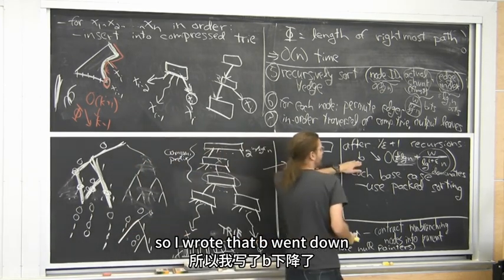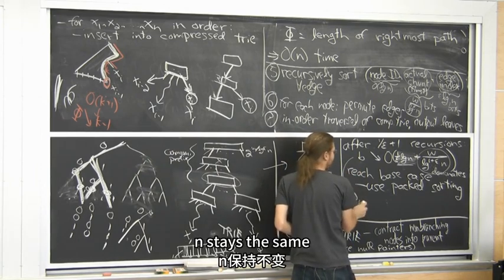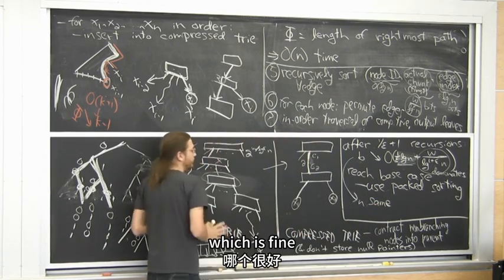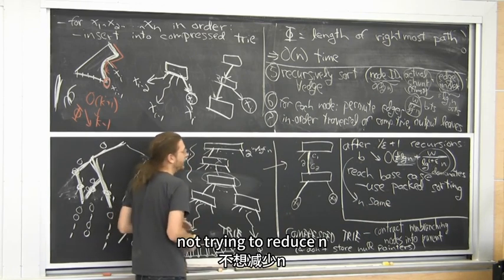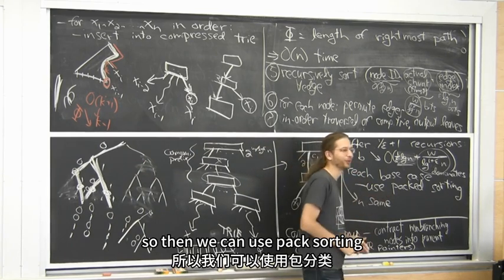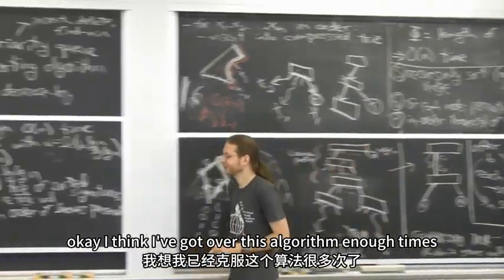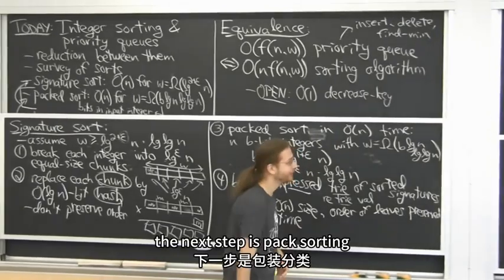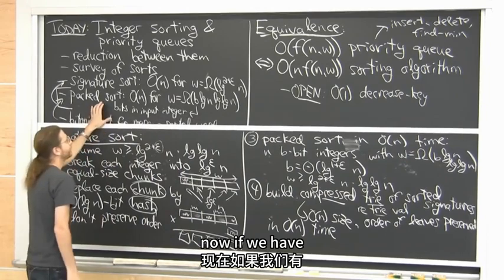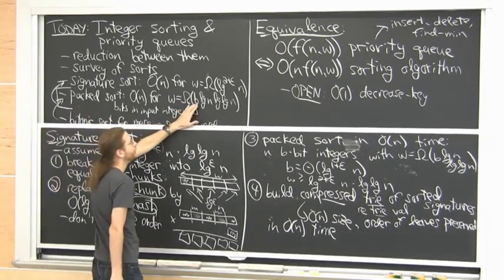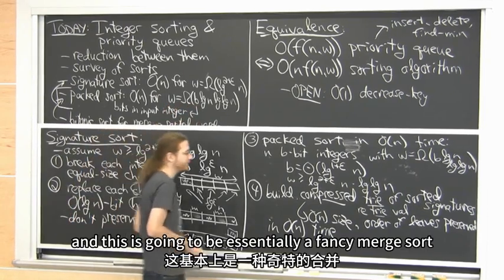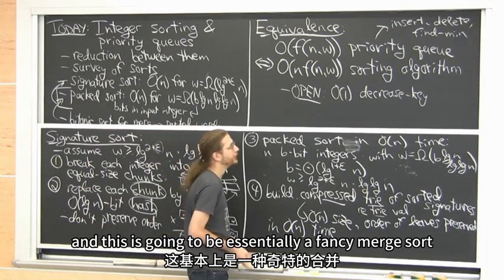So I wrote that B went down. N stays the same. The number of things we have to sort stays the same, which is fine. I'm not trying to reduce n, I'm just trying to reduce the size of our items to be a little bit smaller than W, so then we can use pack sorting. Okay, I think I've gone over this algorithm enough times. The next step is pack sorting. Now if we have integers that are much smaller than our word, how do we sort in linear time? This is going to be essentially a fancy merge sort.